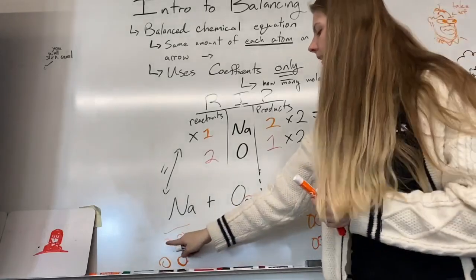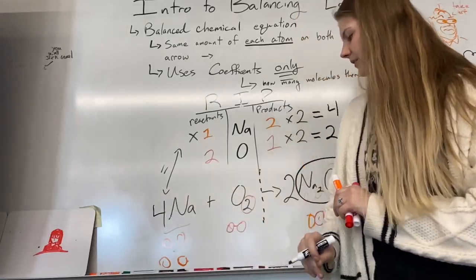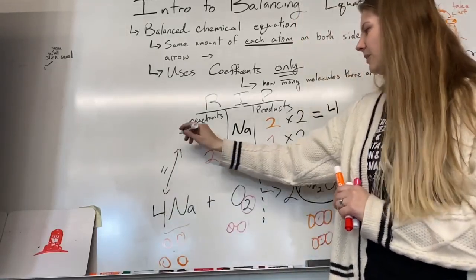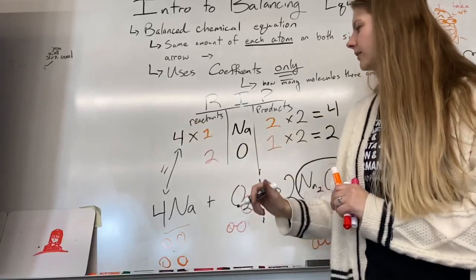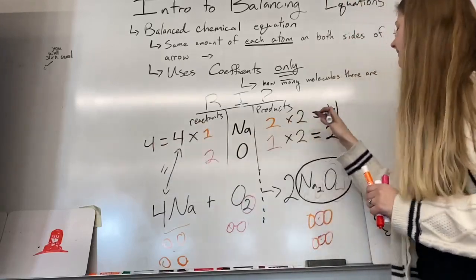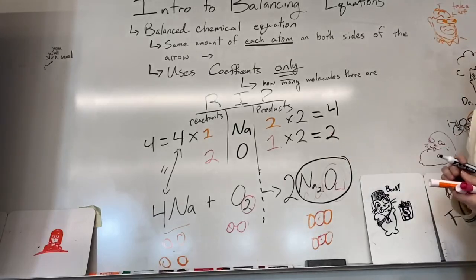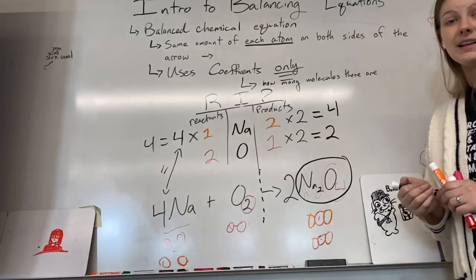If I have 4 unconnected sodiums right here, that's the same as having a big 4 in the front right here. And that's the same as multiplying by 4. What's 1 times 4? 4. We have 4 on this side, 4 on that side, 2 on this side, 2 on that side. With that, we are now balanced.